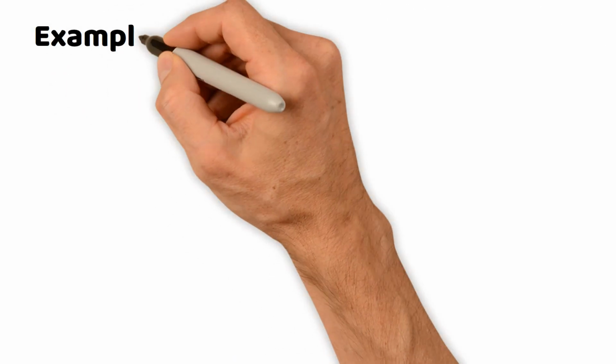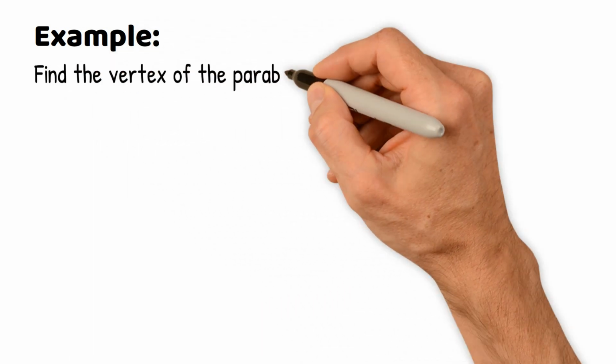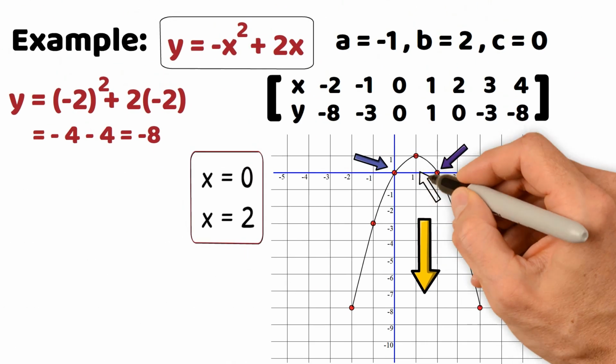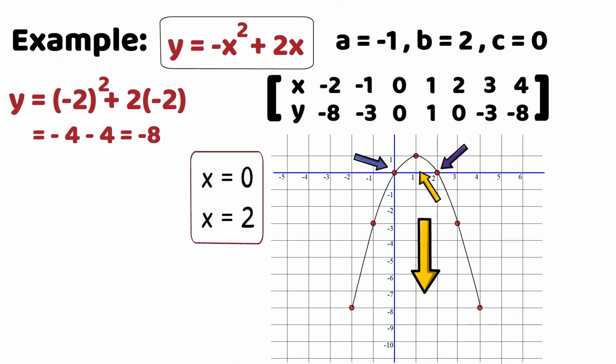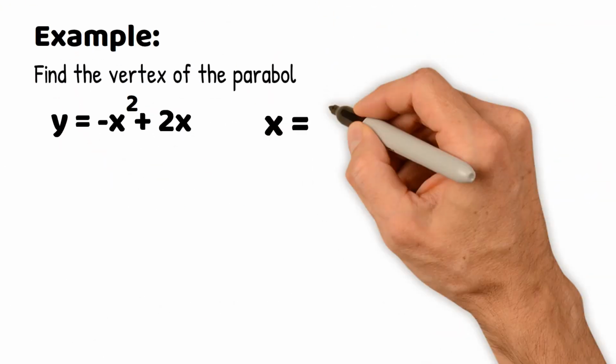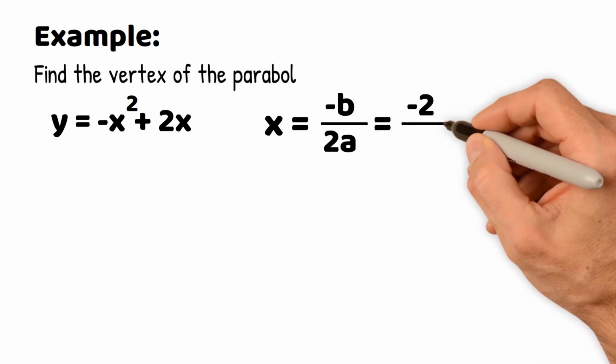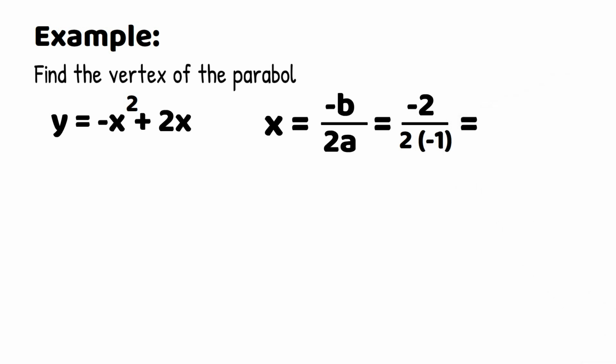Let's look at a couple of examples. Find the vertex of the parabola y equals negative x squared plus 2x. We already graphed this parabola before, and we can see in the picture that the vertex occurs where x equals 1. But we can also get this result easily by applying our formula, negative b divided by 2a, which is negative 2 divided by 2 times negative 1, which is negative 2 over negative 2, which of course is 1. We get the same answer.